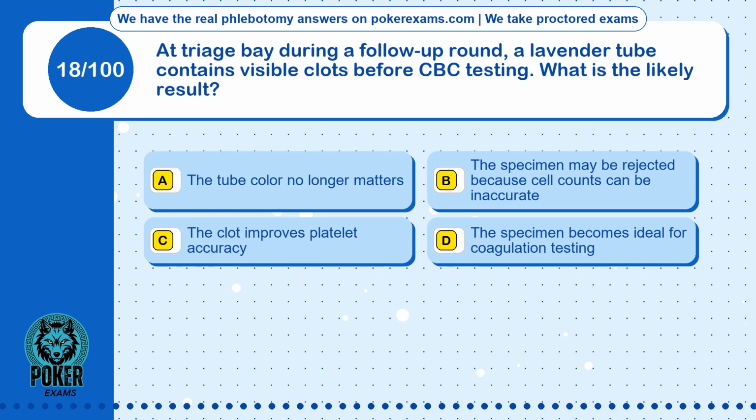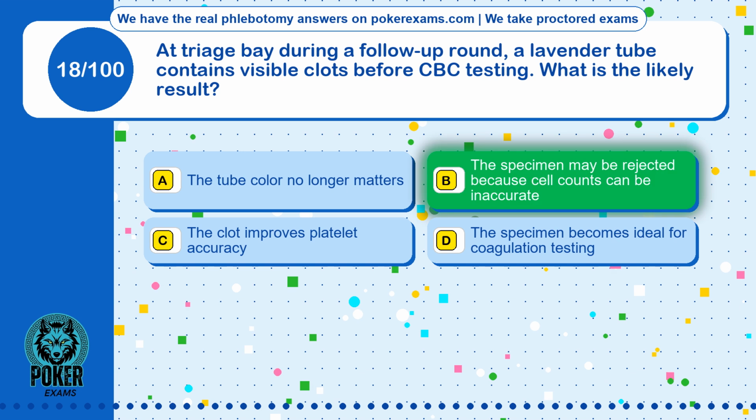Question 18. At triage bay during a follow-up round, a lavender tube contains visible clots before CBC testing. What is the likely result? Option A. The tube color no longer matters. Option B. The specimen may be rejected because cell counts can be inaccurate. Option C. The clot improves platelet accuracy. Option D. The specimen becomes ideal for coagulation testing. The correct answer is option B.